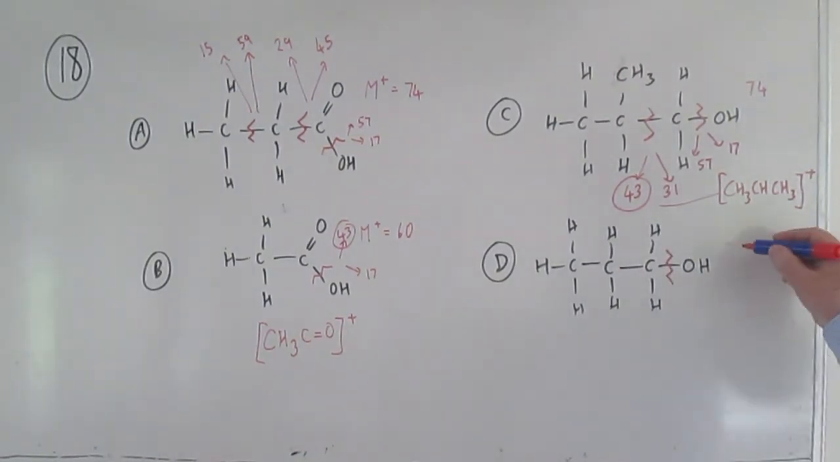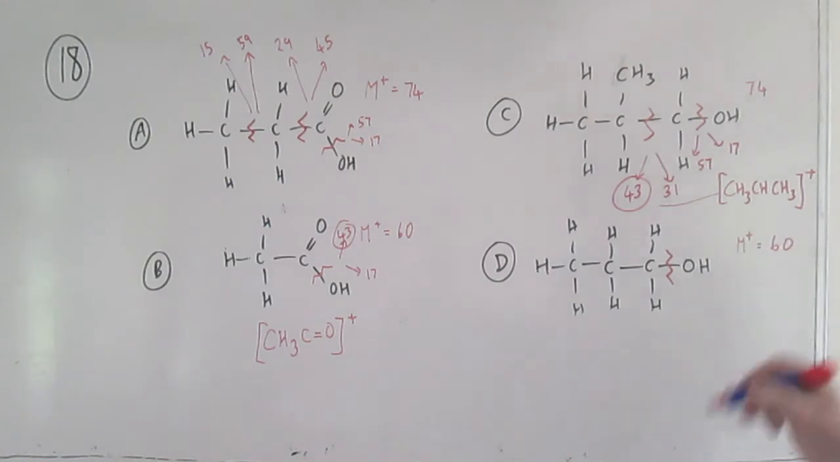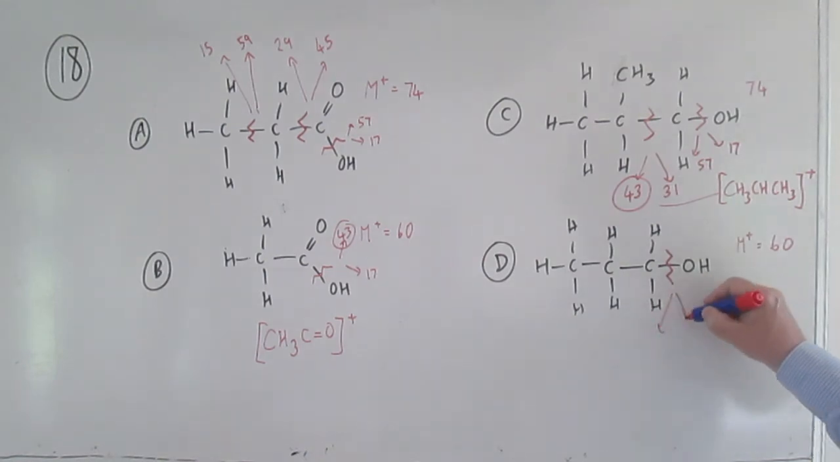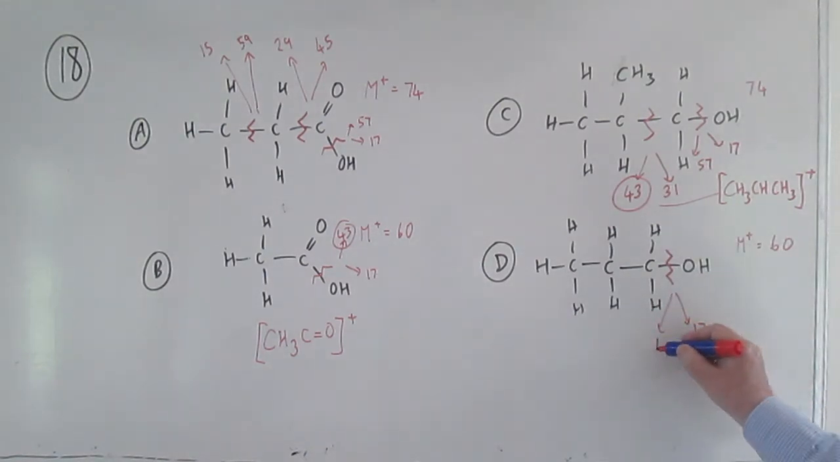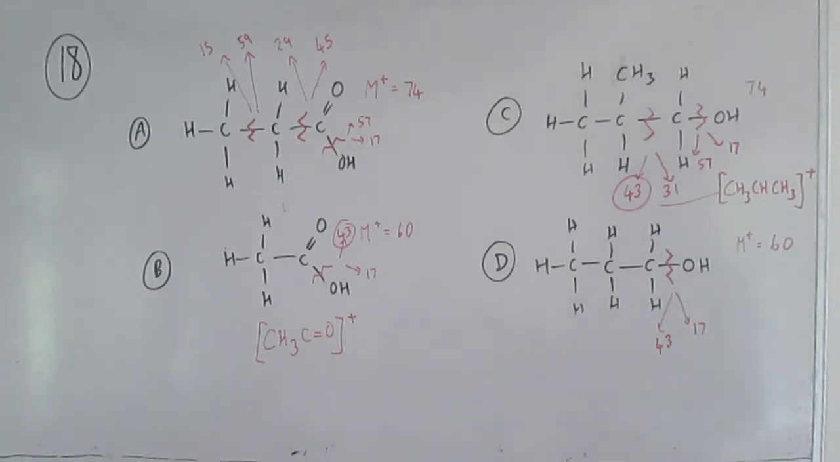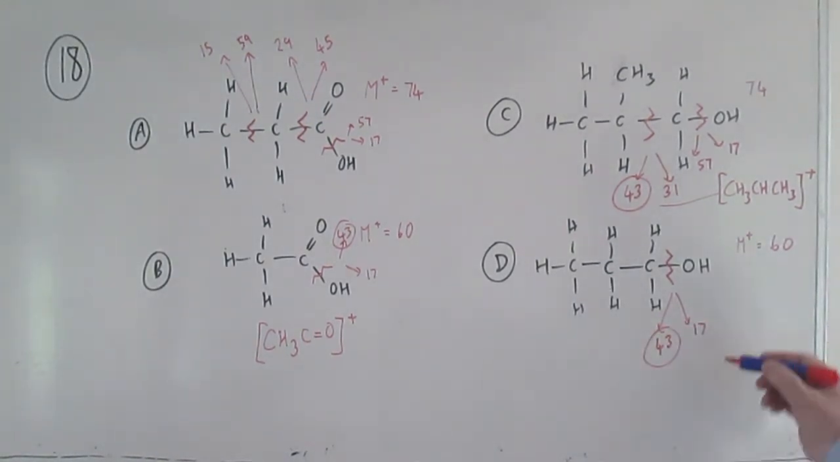This one again has an M plus ion with an M over Z of 60. So if we lose 17 from that, we're going to get 43, and you can see straight away that if you just break it there, you get 17 and 43. So again, that one can, and so this time it's going to be CH3, CH2, CH2 plus, which gives us our 43.